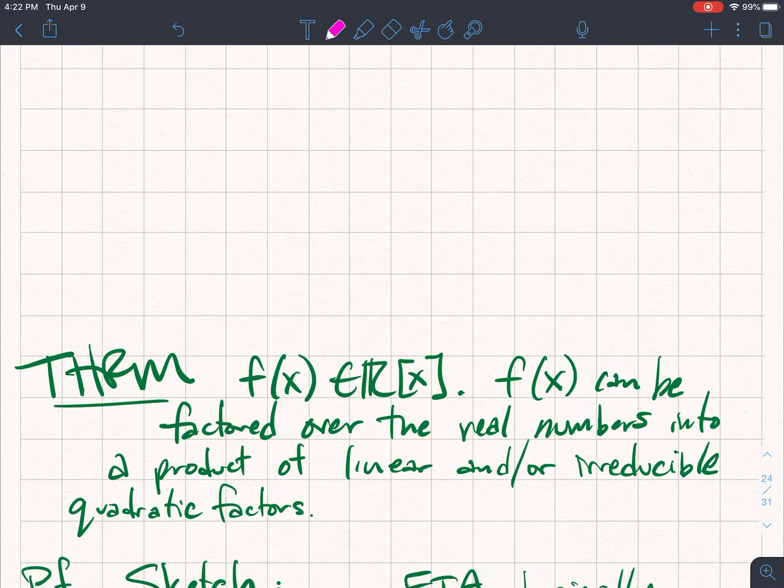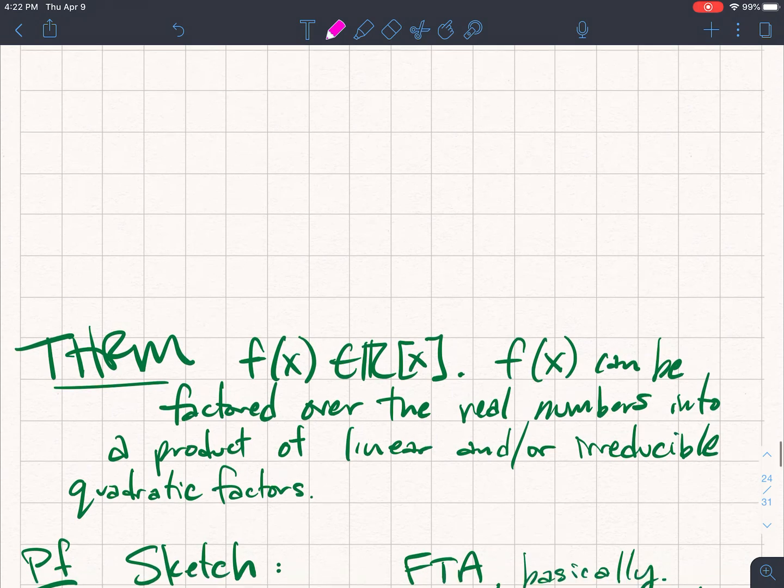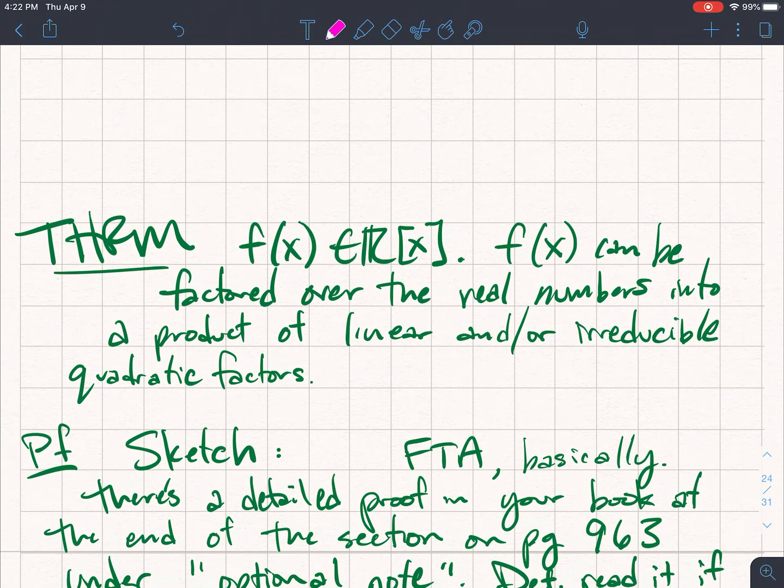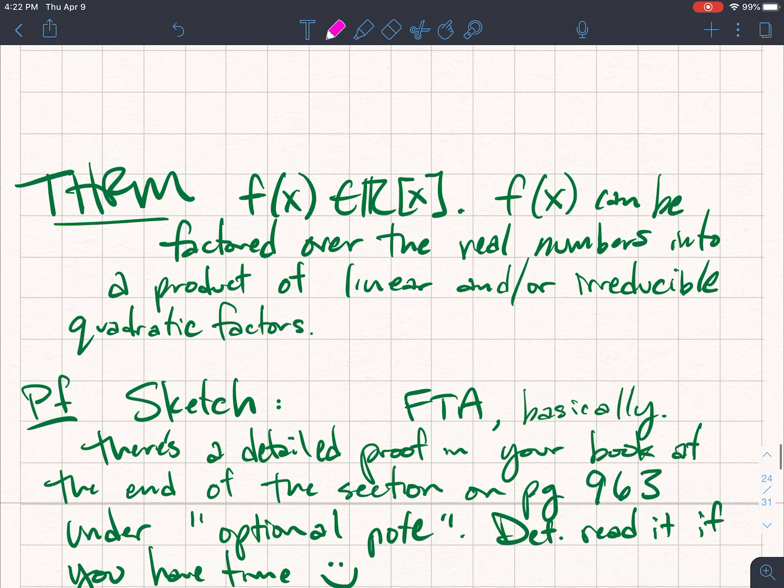New theorem. If f is a polynomial with real coefficients, that polynomial f can be factored over the real numbers into a product of linear and/or irreducible quadratics. So I can't always factor every polynomial into linear factors with real coefficients, but I can always factor it into linear or quadratic factors with real coefficients. The proof of this theorem is basically the fundamental theorem of algebra. There's a detailed proof in your book. It's on page 963. You should read it. It's super interesting, but I'm not going to go through it in this video.